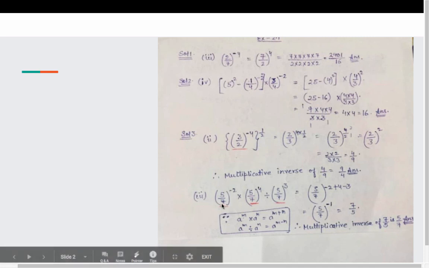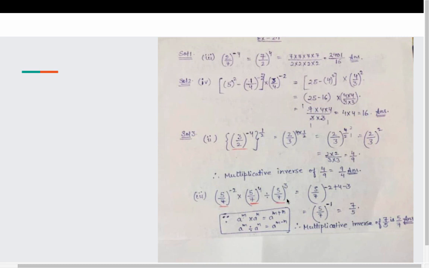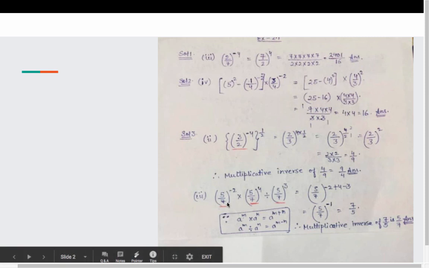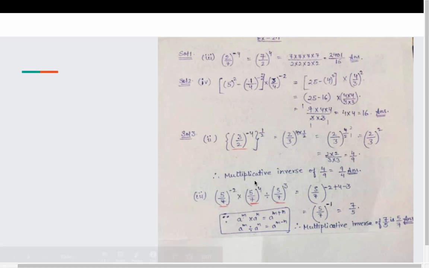Now, what is the base? Check the base very carefully. It's 5 by 7 everywhere. Now, are we going to make this negative power positive? No. We will take this negative power as it is. Okay, why? Because the base is same everywhere. So now these two are getting multiplied, so these two powers will be added.